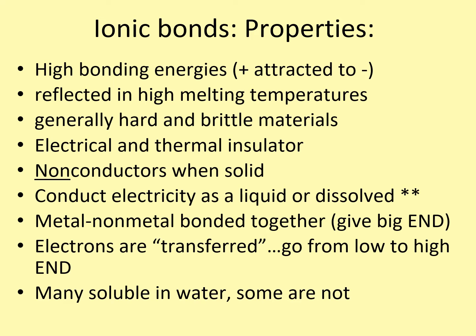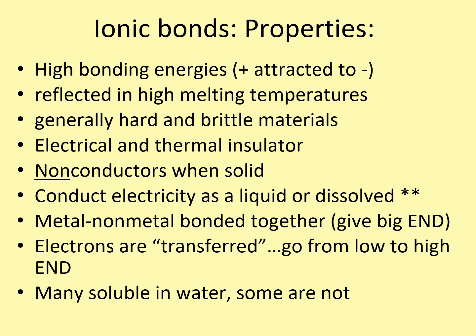So there's high bond energies because the positives are attracted to negatives. That's a strong attraction, electrostatic force. So usually ionic compounds have high melting points. They're hard and brittle materials. They're those crystals that you saw forming in one of the activities that you did. They're electrical and thermal insulators. They're non-conductive when they're solids because those charged particles are stuck in place.